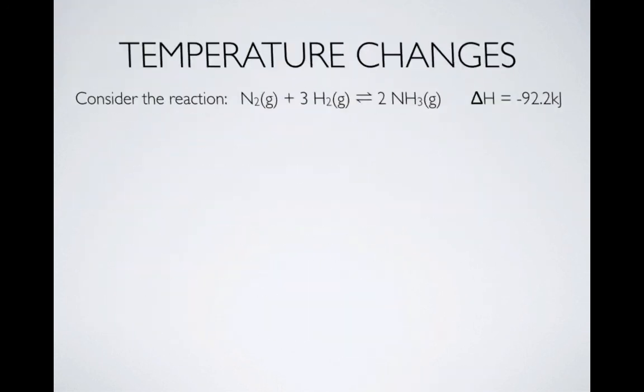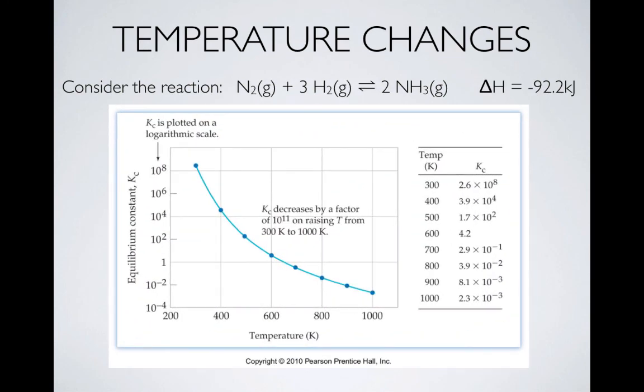Let's take a look at an example here. Let's consider this reaction here. N2 plus 3H2 goes to 2NH3. We see that we've got a delta H of negative 92.2 kilojoules, and so we have an exothermic reaction. So we would want to write plus heat on the product side. So let's just go ahead and do that. I'm going to change to a red pen here. We're just going to say plus heat over here on my product side.